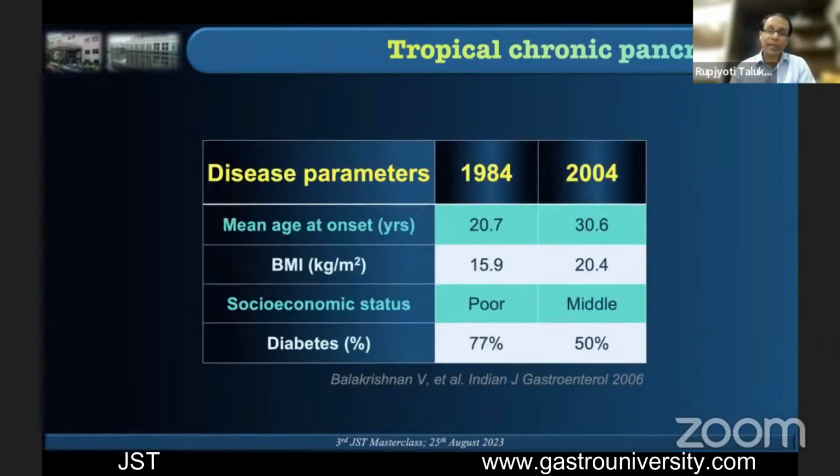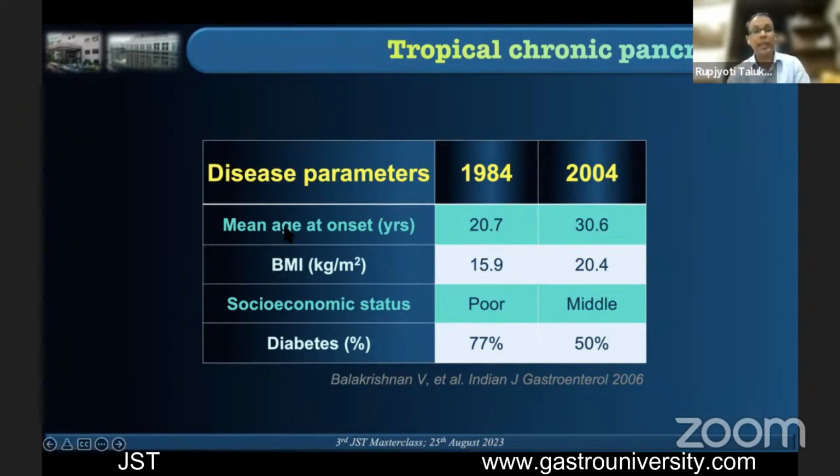So what happens? This is very interesting. When the days passed, Dr. Balakrishnan, who is one of the doyens in pancreatology in India and the world, and has published seminal papers, and he and his group actually followed these patients of the same biological behavior over a decade. So what came out in 2004 was when they evaluated the same group of patients from the same population, same kind of risk factors.